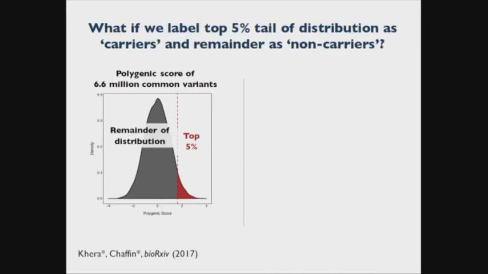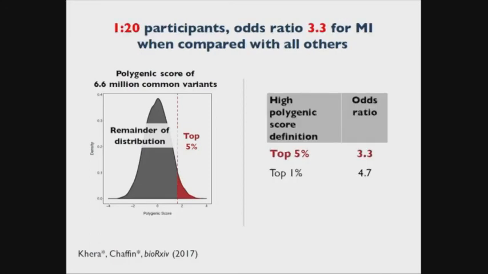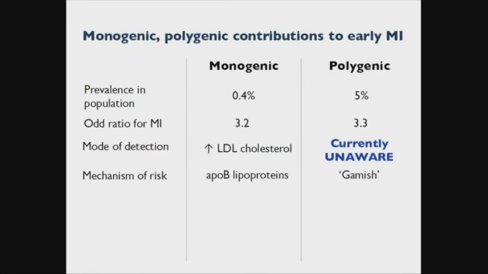So here's the data on labeling the top 5% of the individuals in this score as carriers and looking at their risk compared to the remainder of the distribution. And it turns out their risk approaches, or actually is greater than, that conferred by a monogenic mutation. So the odds ratio here is 3.3. If you go out a little further on the tail, the top 1% of the population, the hazard ratio is almost 5. So this is a comparison then of the monogenic and polygenic contributors to early MI.